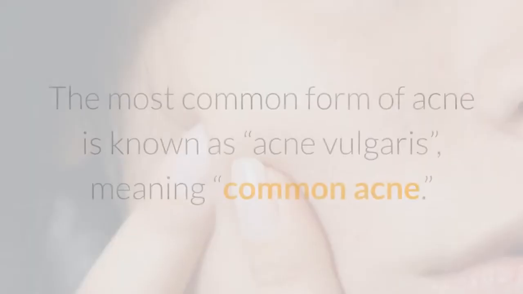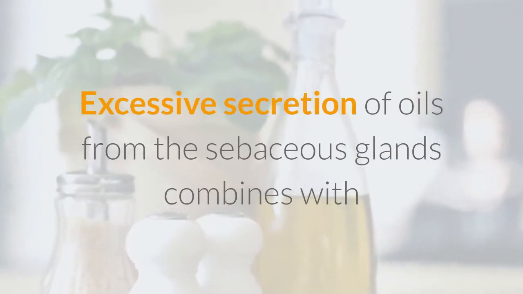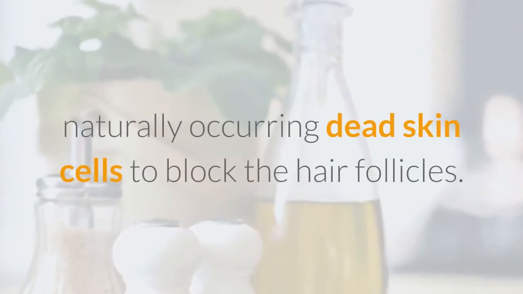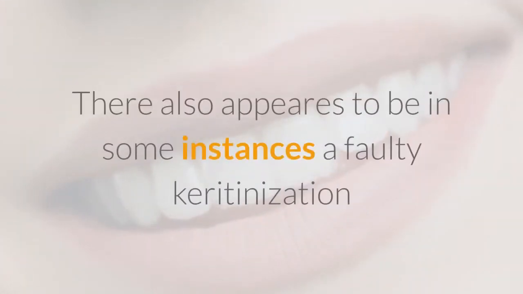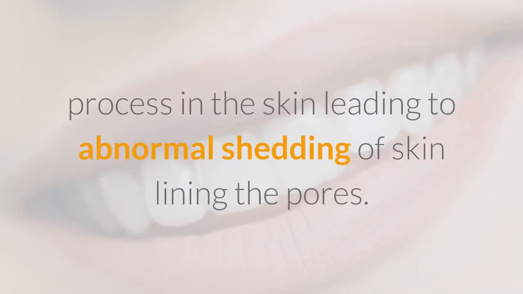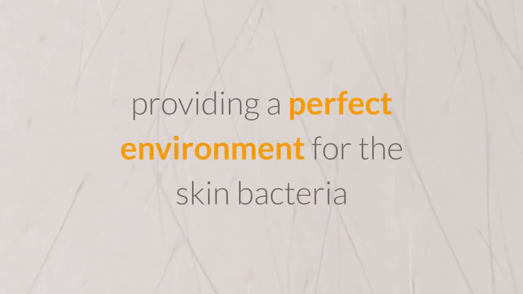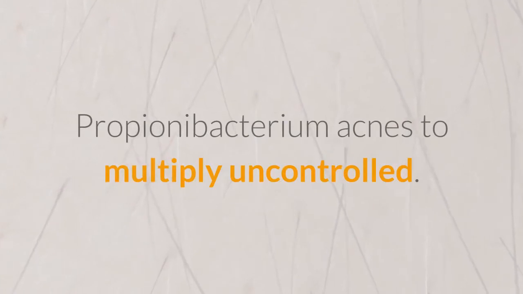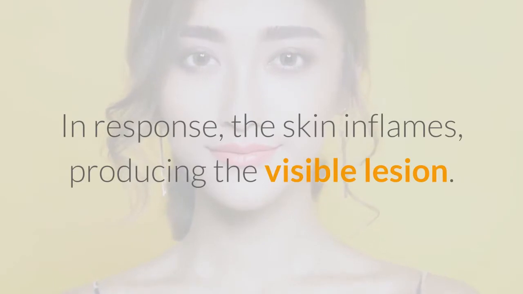Symptoms. The most common form of acne is known as acne vulgaris, meaning common acne. Excessive secretion of oils from the sebaceous glands combines with naturally occurring dead skin cells to block the hair follicles. There also appears to be in some instances a faulty keratinization process in the skin leading to abnormal shedding of skin lining the pores. Oil secretions build up beneath the blocked pore, providing a perfect environment for the skin bacteria Propionibacterium acnes to multiply uncontrolled. In response, the skin inflames, producing the visible lesion.